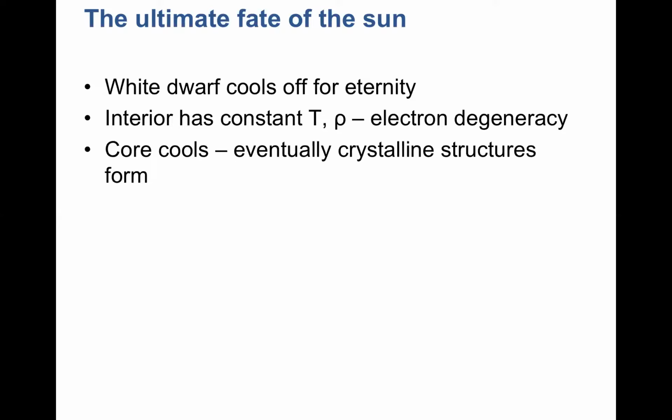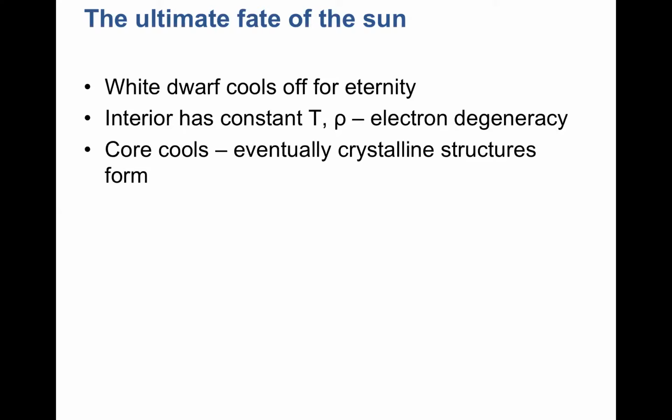It will become a planetary nebula someday. That planetary nebula will have a white dwarf at the center. That white dwarf no longer has any energy sources available to it. That white dwarf will cool off for eternity. And this thing is degenerate in the same way that the center of the sun was degenerate when the helium flash happened. It has roughly constant temperature, roughly constant density, and electron degeneracy is what's holding this thing up. The fact that these electrons don't want to be squeezed too close together.